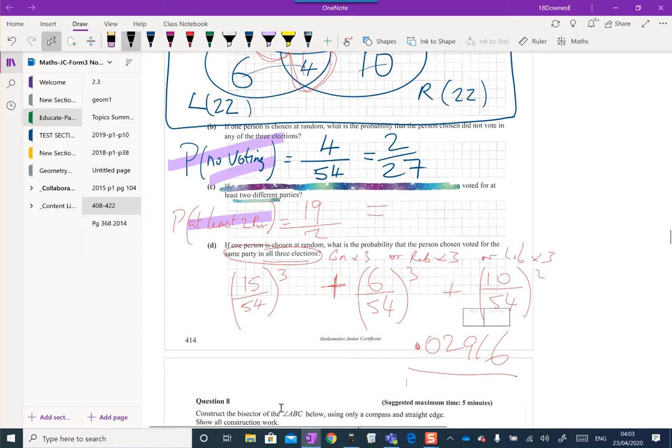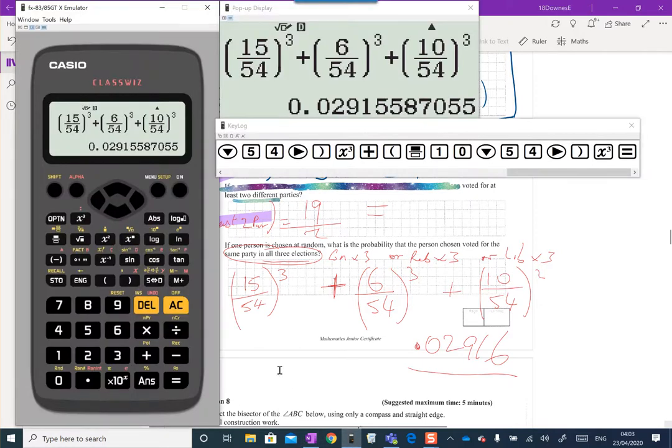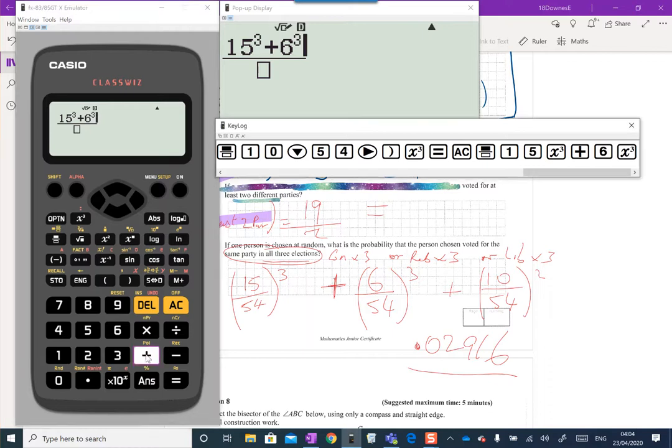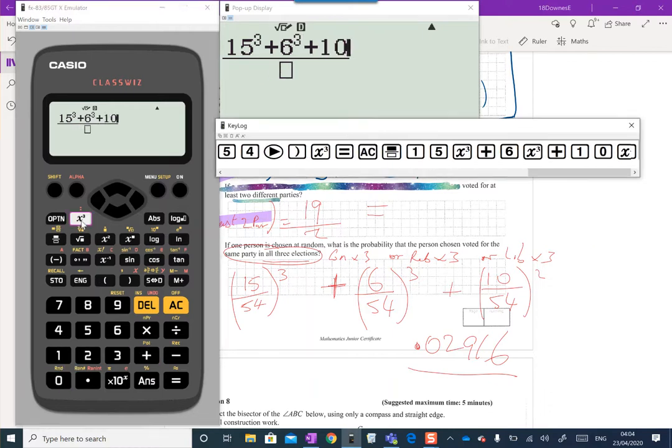But I want to go back and show you a quicker way of filling that in. You see, because the 54 cubed is repeating all the time. So that's a common denominator, you see. So I could have just gone up with a fraction bar and said, up top I'll put 15 cubed and 6 cubed and 10 cubed. And down below I'll put 54 cubed just the once. Okay, and that was a lot easier, a lot quicker. And we should get the same answer.